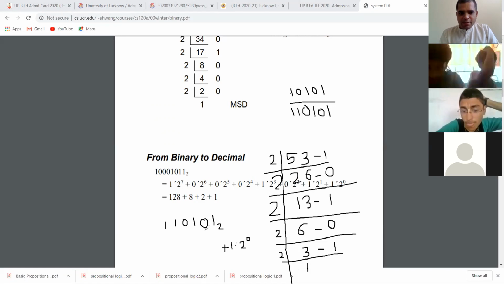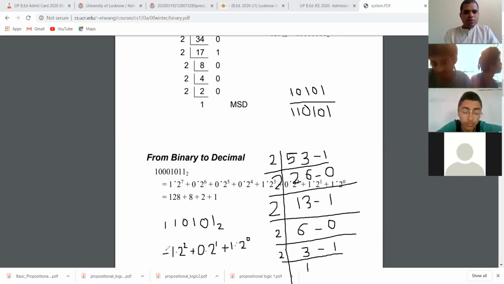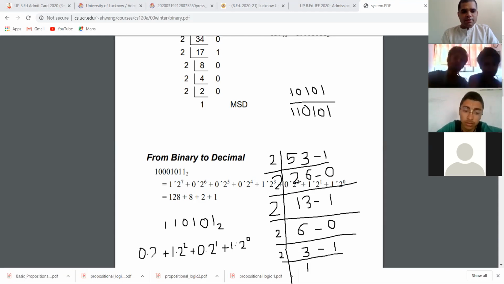अगला टर्म कौन सा है? हाँ तो 0 into 2 की power 1. फिर अगला बताओ. 1 into 2 की power 2. Yes. And then it goes on like this. फुल बताओ पूरा. 0 into 2 की power 3.